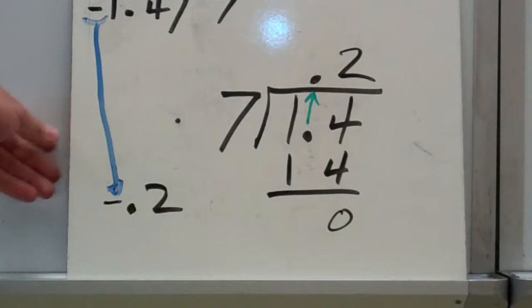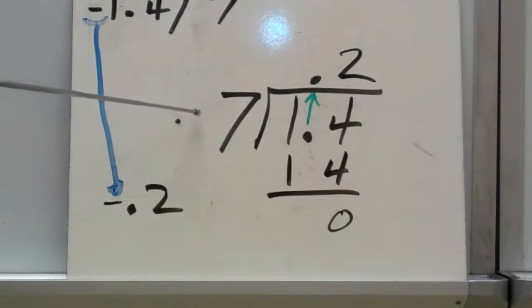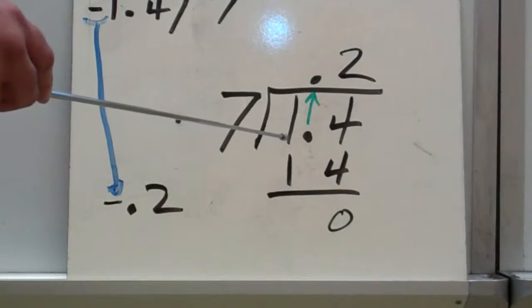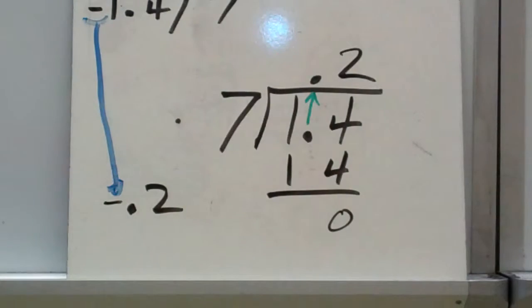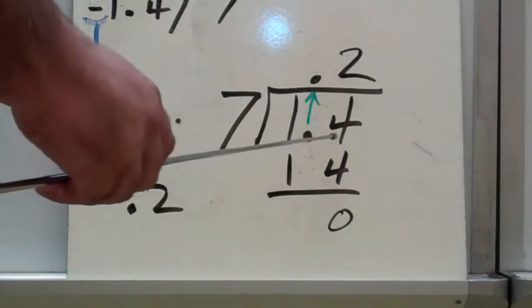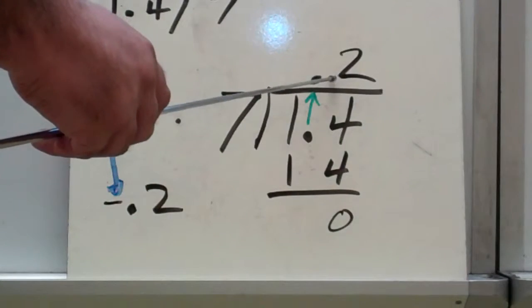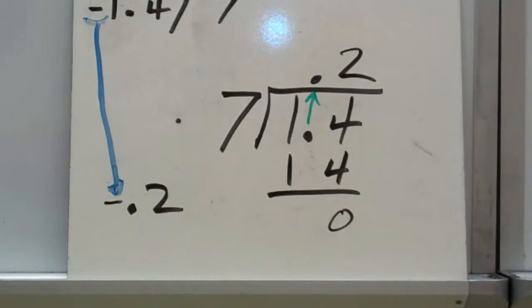In this case, we have negative 1.4 divided by 7. So we look out here, there's no decimal in the divisor. Okay, but there is one in the dividend, so we bring that straight up. And then we divide the numbers normally. So 7 does not go into 1, but does go into 14, and that's twice. So 2 times 7 is 14. 14 minus 14 is 0. And we are left with 0.2 as an answer. But because we are dividing a negative by a positive, okay, that's going to make this a negative 0.2.